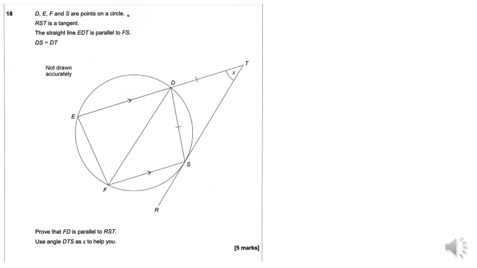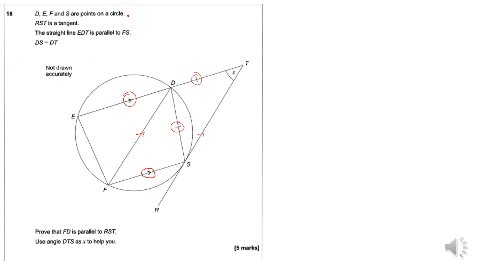The straight line, EDT, is parallel to FS. Well, that's handy because they've labelled that up on the diagram for me as well. And DS to DT are equal. And again, they've labelled that up for me in the standard way. Prove that FD is parallel to RST. So we want to prove that FD, so I'll just draw these on, that FD is parallel to RST. So I need to prove that these two are parallel.